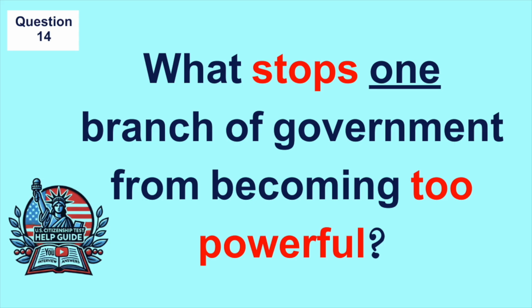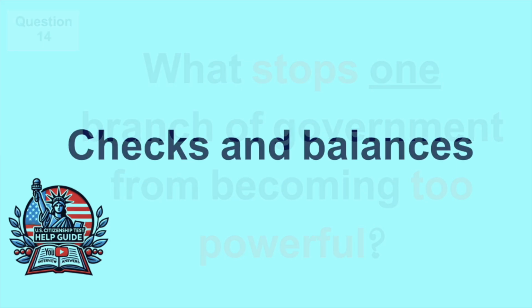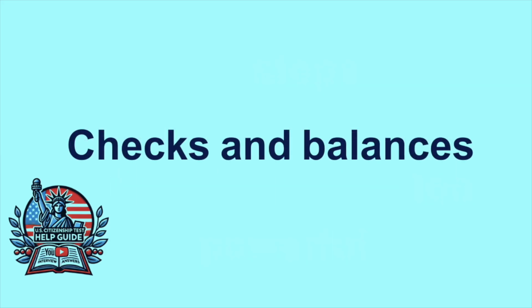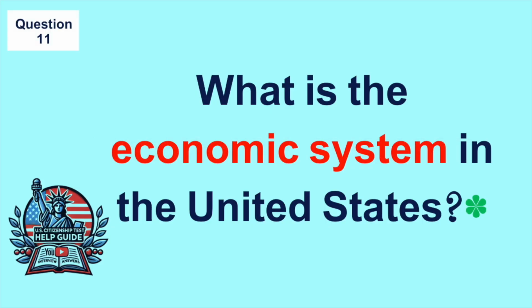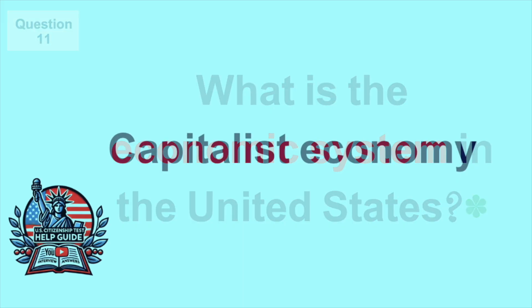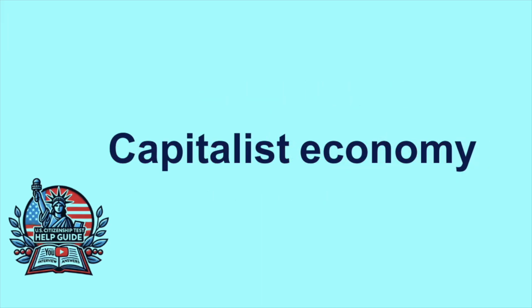What stops one branch of government from becoming too powerful? Checks and balances. What is the economic system in the United States? Capitalist economy.